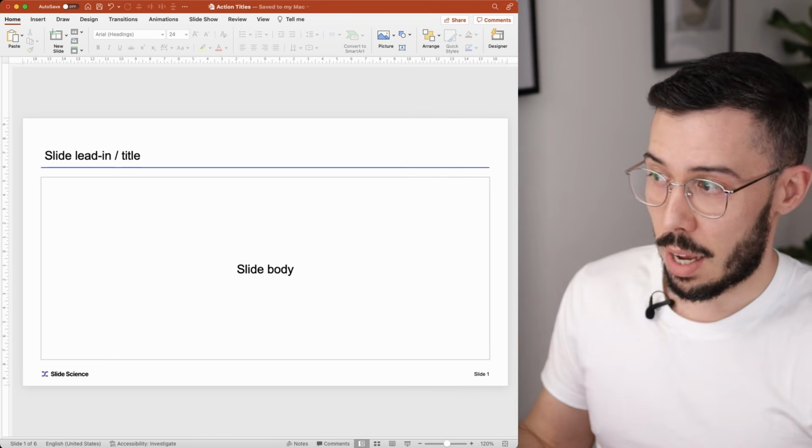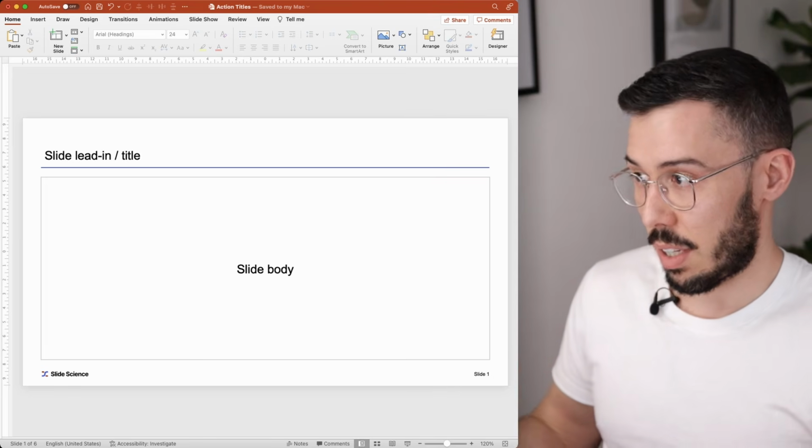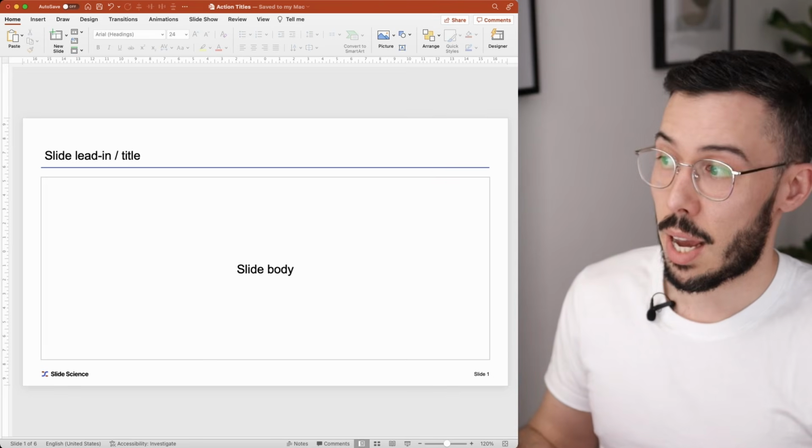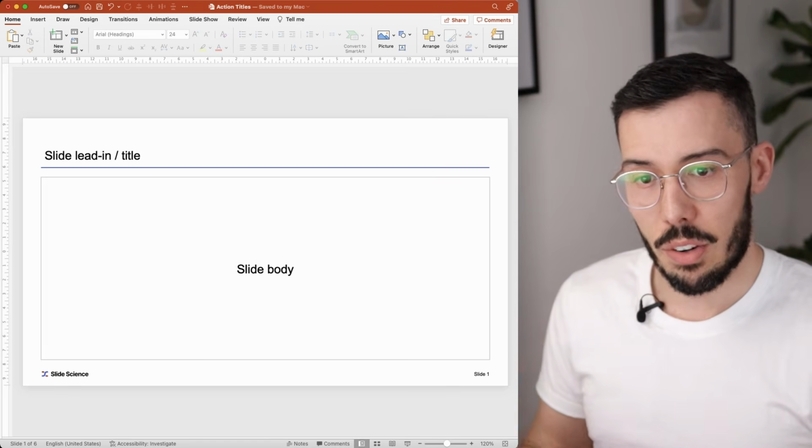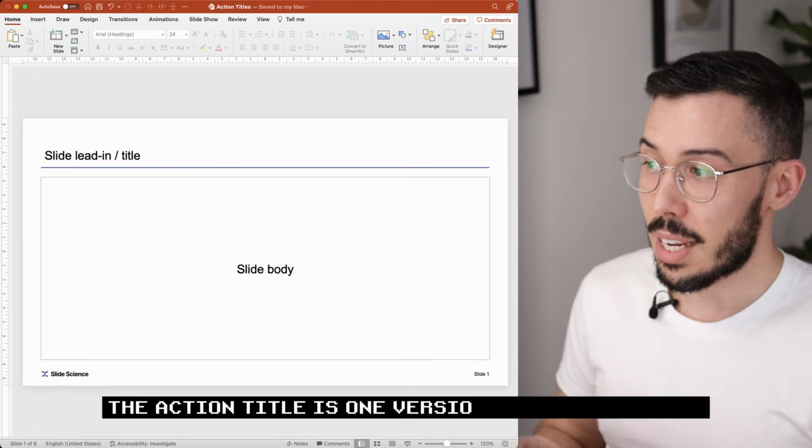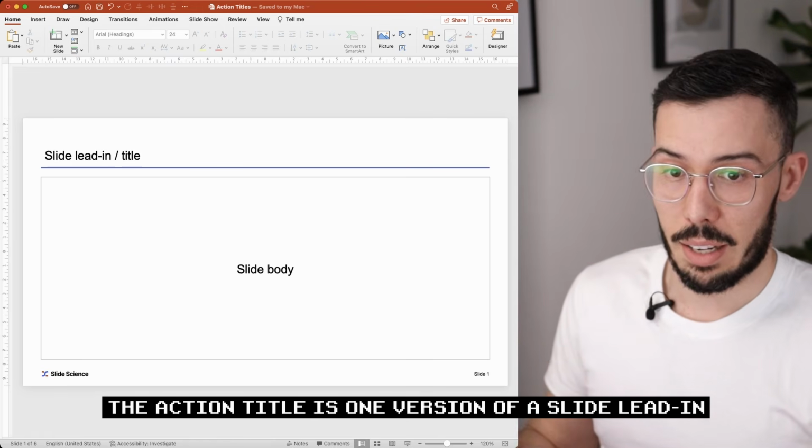Now, the other part of the slide, which is less obvious but really important, is the slide lead-in or title. And it's very important because the action title is a specific way of writing the slide lead-in.